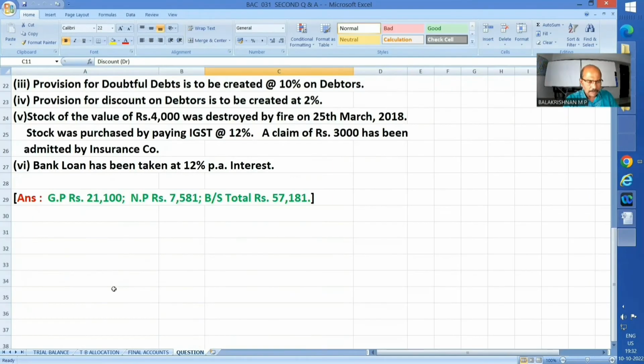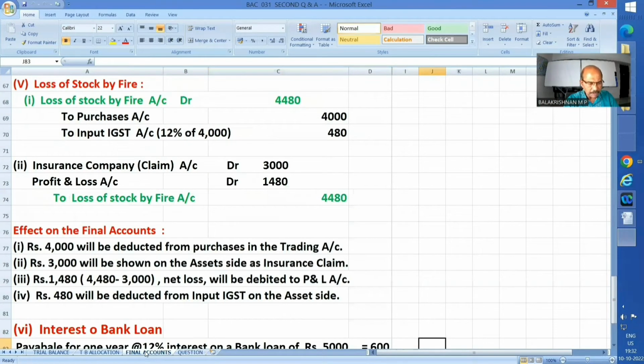Okay. Well, item number 5, once again I am reading. Stock of the value of rupees 4,000 was destroyed by fire on 25th March 2018. Stock was purchased by paying IGST at 12%. A claim of rupees 3,000 has been admitted by the insurance company. The relevant adjustment will be like this. This is practically a journal entry. You know, every adjustment is a journal entry. So, loss of stock by fire account debit 4,480 to purchase account 4,000, to input IGST 480.